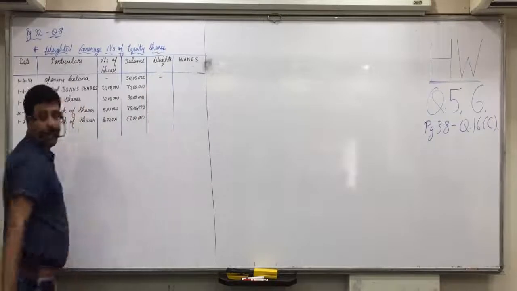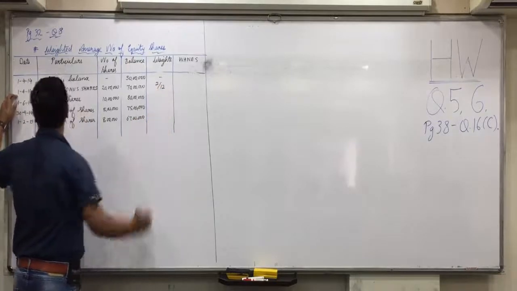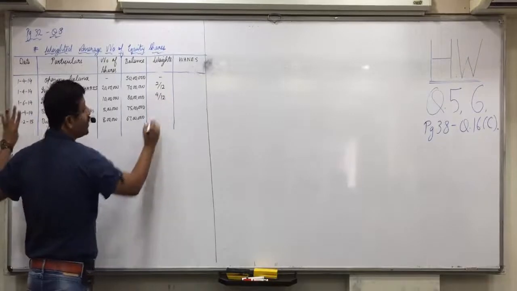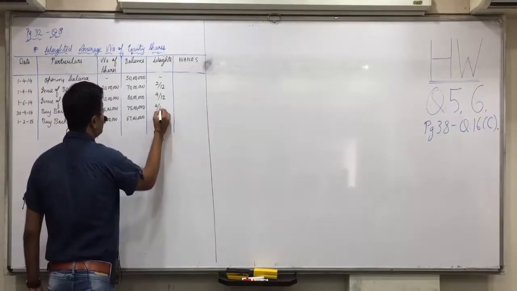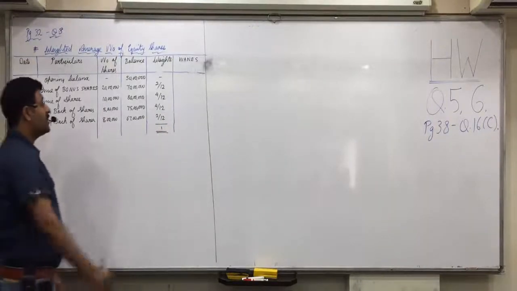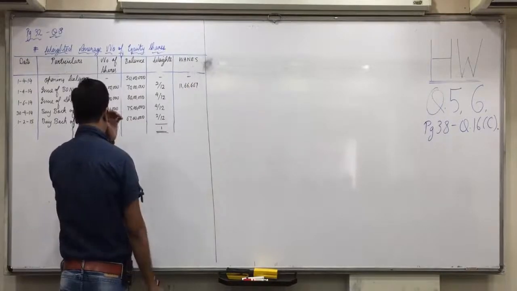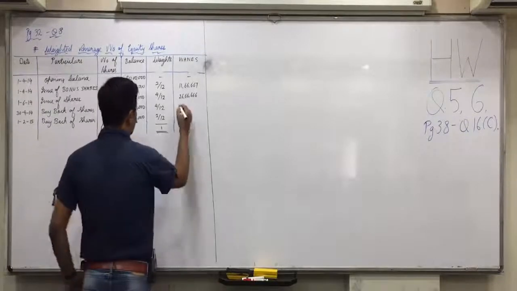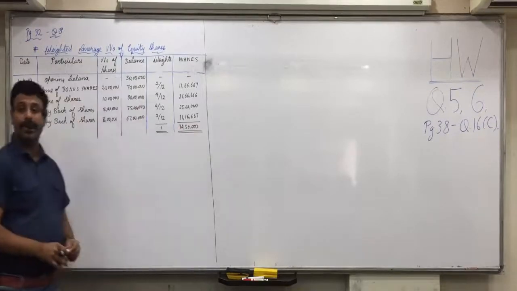Now first there is no weight. Then April and May, 2 months, 2 by 12. Then June, July, August, September, 4 months, 4 by 12. Then October, November, December, January, 4 months, 4 by 12. February and March, 2 months, 2 by 12. Okay. First is no amount. 70 lakhs into 2 divided by 12, 11 lakh 66,667. 80 lakhs into 4 divided by 12, here we will take one less. 75 lakhs into 4 divided by 12, 25 lakhs. And 67 lakhs into 2 divided by 12, 11 lakh 16,667. The total is 74 lakhs. Did everyone understand this?